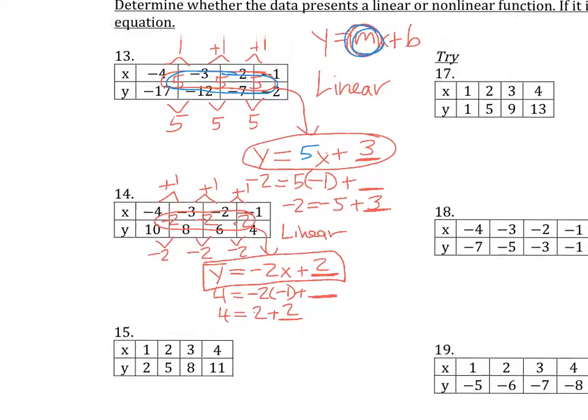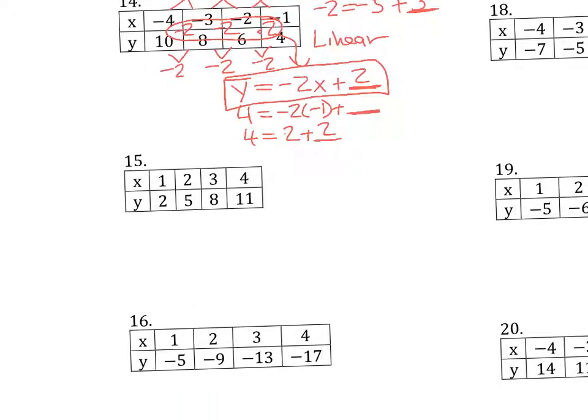All right, let's go ahead and do 15. Okay, let's check to see if it's linear or not. Looks like we're going up 3 and up 1. So that gives us a rate of change of 3. Then we're going up 3, up 1, rate of change of 3, up 3, up 1, rate of change of 3. So we have a constant rate of change of 3.